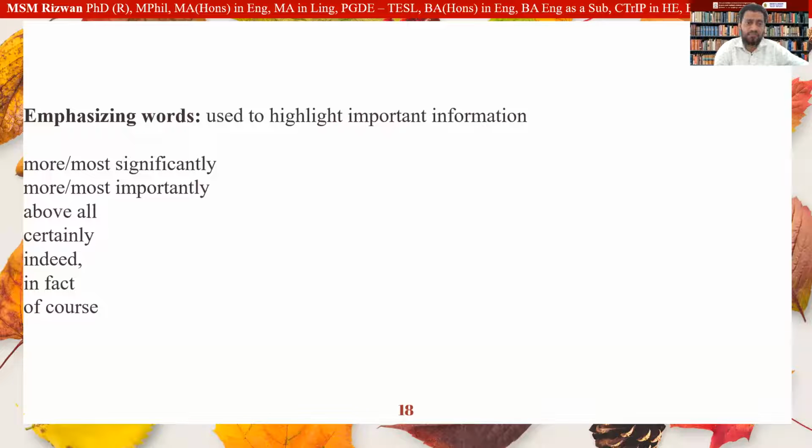Shall I read, sir? Yeah, proceed. More or most significantly, more or most importantly, above all, certainly, indeed, in fact, of course. So these words can be used to highlight the important facts that you use throughout the text you are writing. Okay?